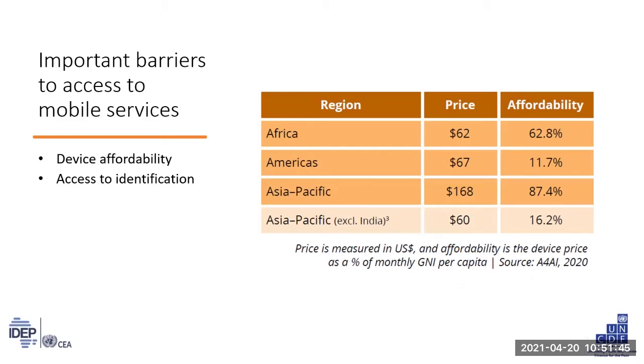One important barrier to access to mobile services is device affordability. In 2020, the Alliance for Affordable Internet reported that the average price of a smartphone stood at 62.8% of monthly income. Another important barrier is the lack of an ID. More than 500 million Africans lack any legal identification.